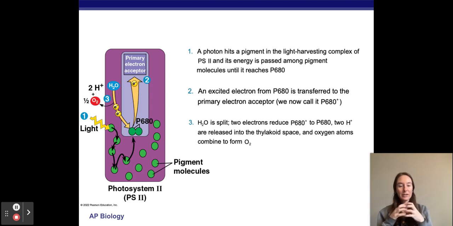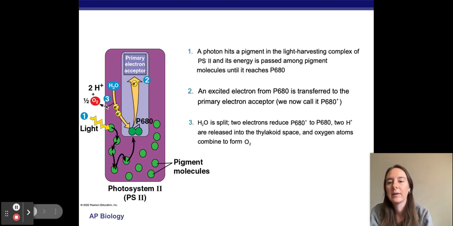And remember, hydrogen comes with an electron. But if you just have H plus, that's just a proton by itself. So where did the electron go? The electron goes here. So notice there are two electrons for each of the two hydrogen ions, and these electrons are now going to replace the electrons that left P680 when they were passed here. Okay, now in the process, you have these hydrogen ions floating around. You're also having some oxygen left over.